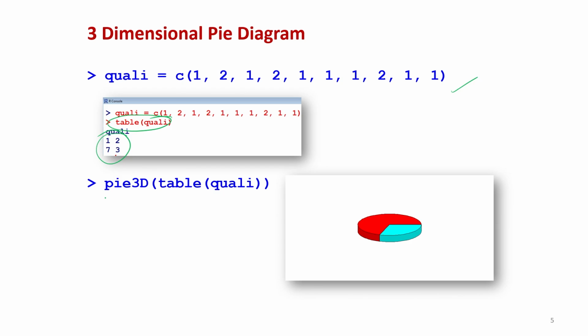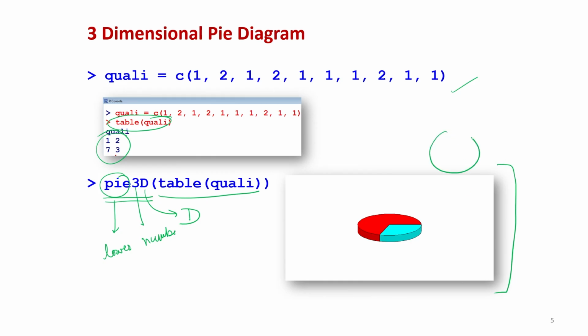Now, based on that I use the command pie3D, and inside the parentheses it is table(quali). One thing you have to notice here is that P-I-E are in lowercase, 3 is a number, and D is an uppercase letter. This is what we get as a three-dimensional pie diagram. You can see that this is not a circle like this, but actually a slab which has a height, and there are two segments. One is in blue color and the next is in red color. This angle indicates the relative frequency.